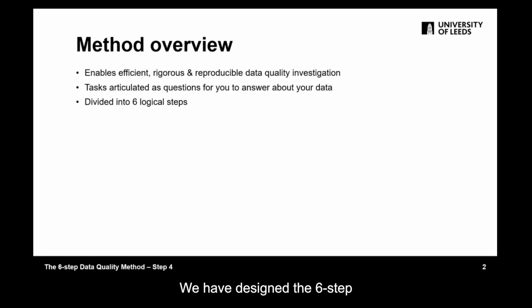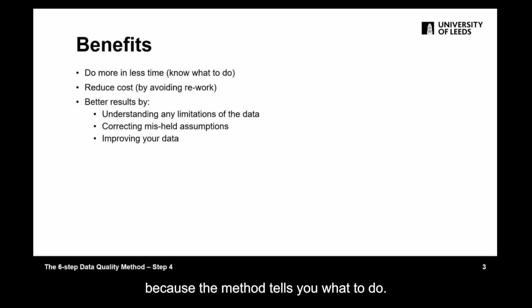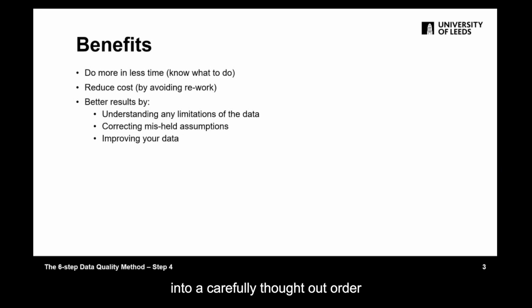We have designed the six-step method to let you investigate the quality of your data efficiently, rigorously, and reproducibly. The benefits include being able to do more in less time because the method tells you what to do, reducing cost because we have grouped data quality checks into a carefully thought out order, and letting you get better results because by following our method you will understand limitations of your data, correct misheld assumptions, and be able to clean your data as you progress through the 6 steps.